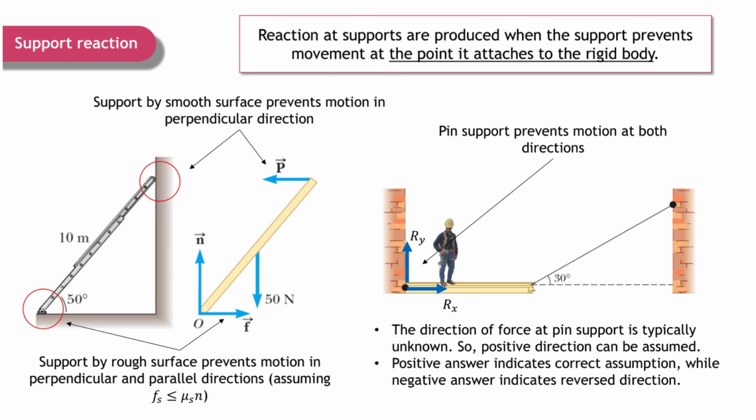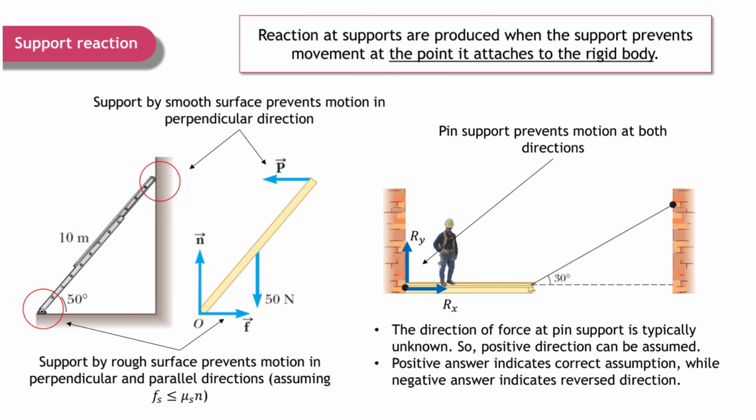Whenever a support prevents the motion of a rigid body, it produces a reaction force. The direction of the reaction depends on the type of support. A smooth surface prevents motion only in the perpendicular direction, so it provides a single normal reaction. A rough surface prevents motion in both the perpendicular and parallel directions, producing both a normal force and a frictional force. A pin support also prevents motion in both the horizontal and vertical directions.